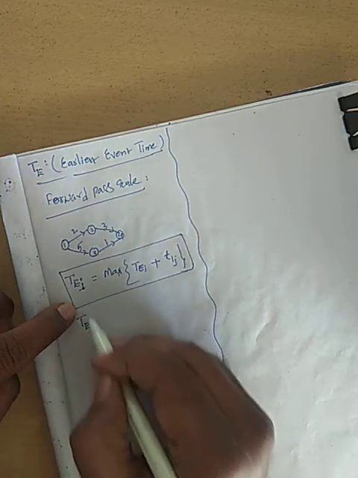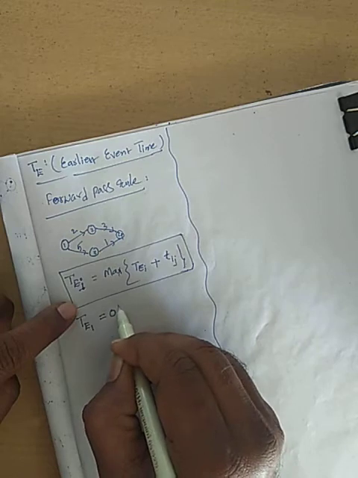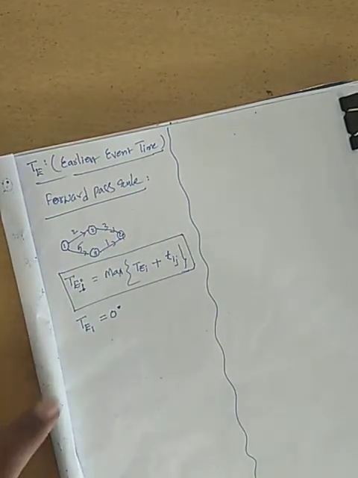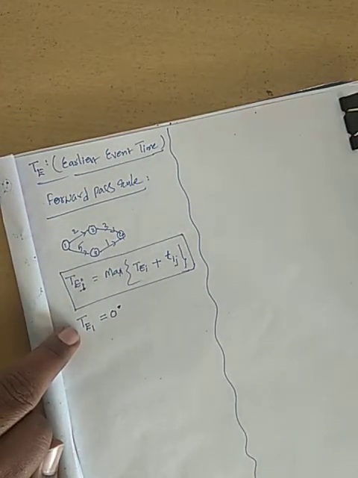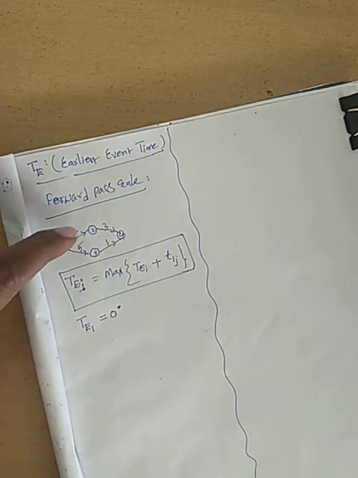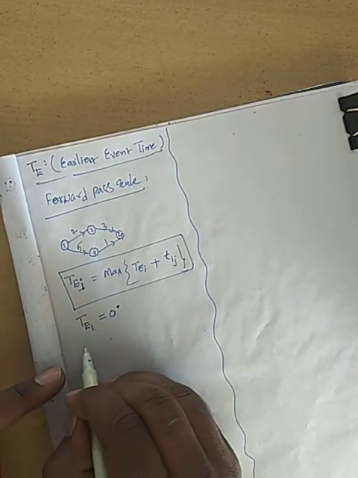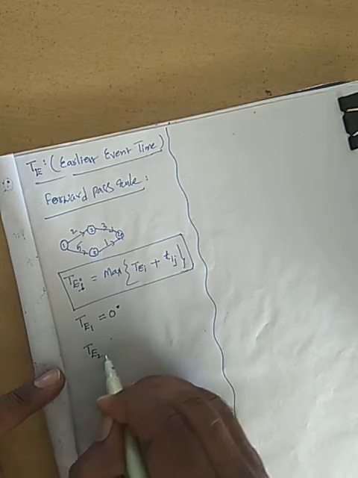But that is TE1, which is always 0. You have to remember this. For the first event, TE1, you call that always 0. Now from here, let us suppose we want to go to 2. Okay. Now TE2, how do you get TE2?